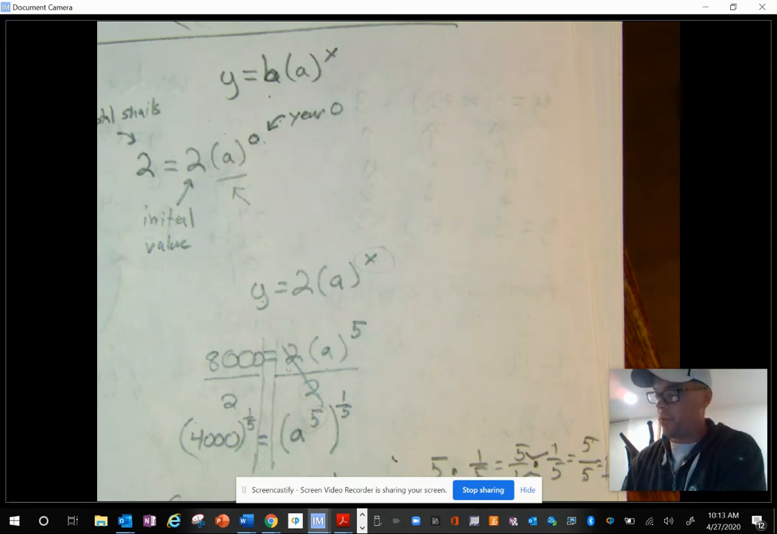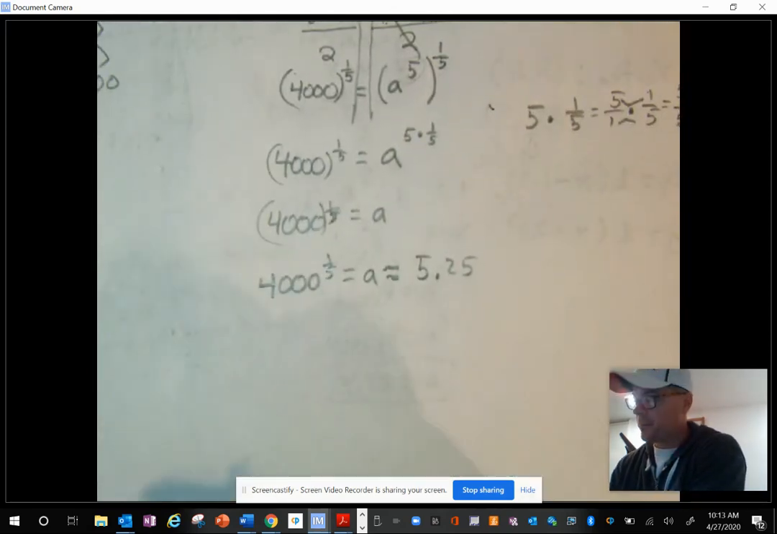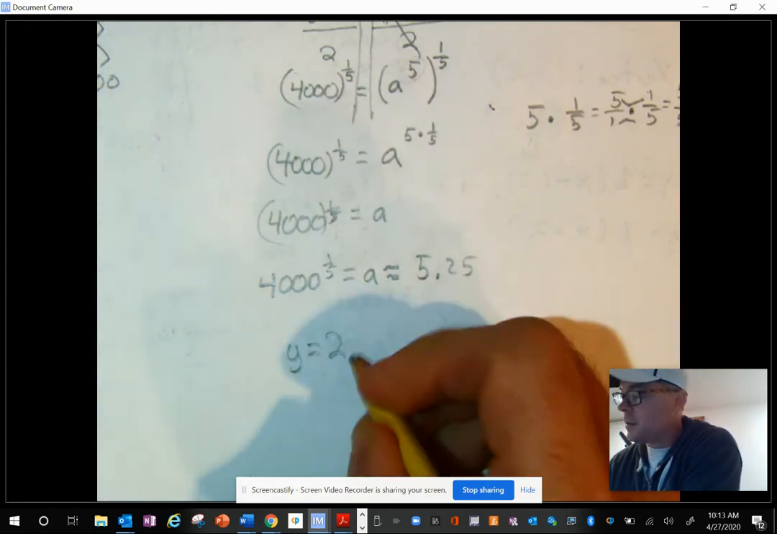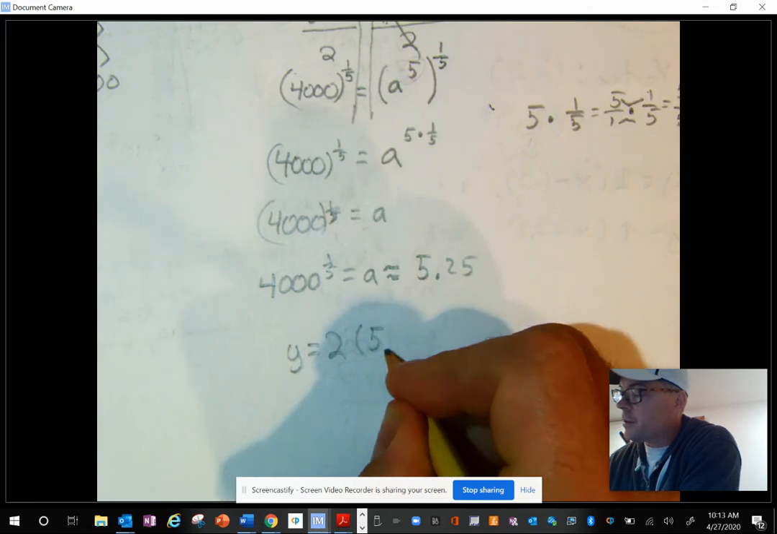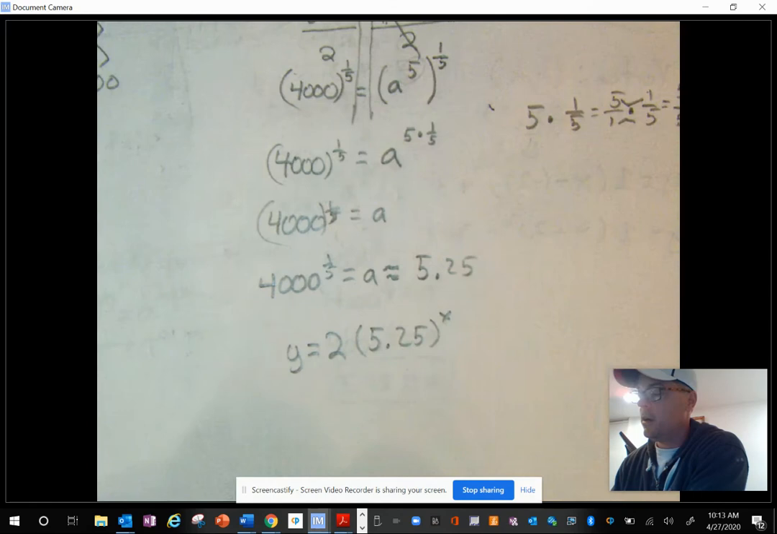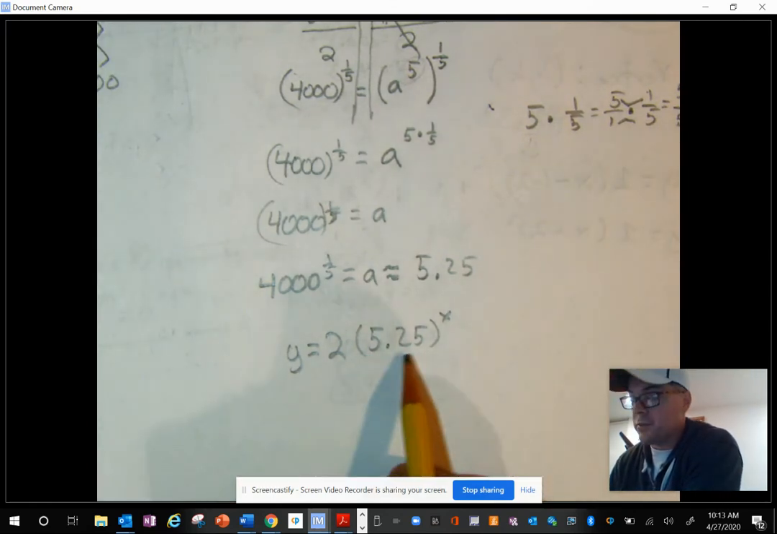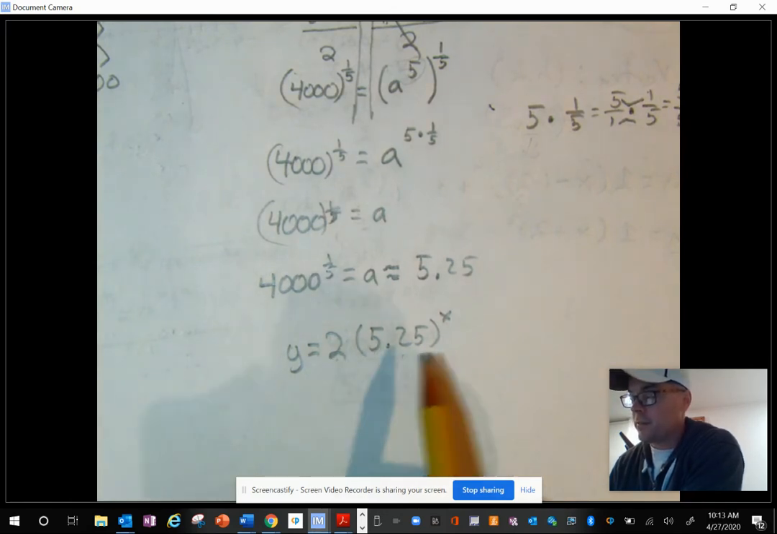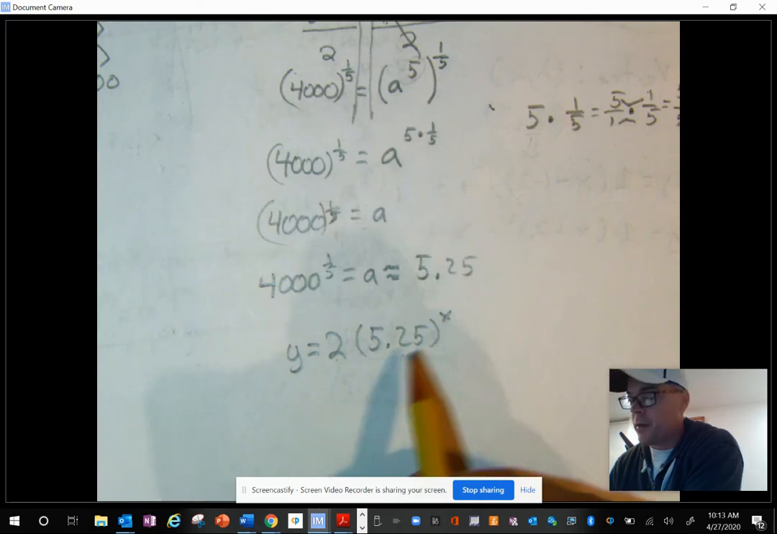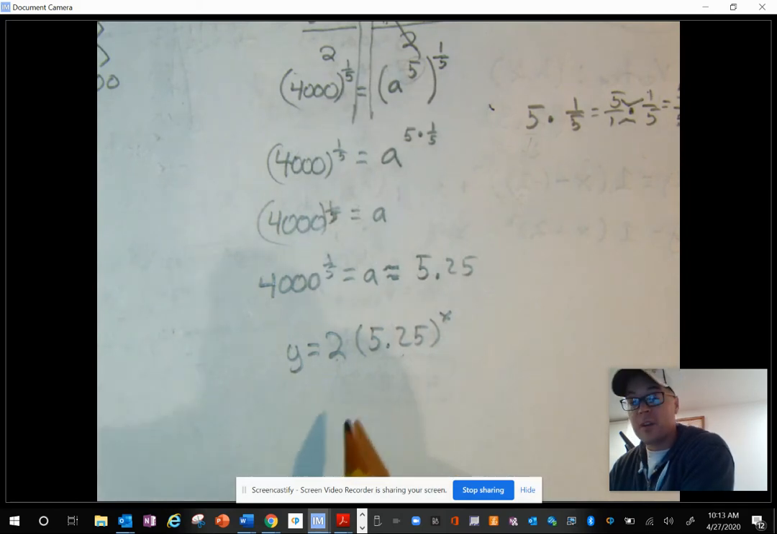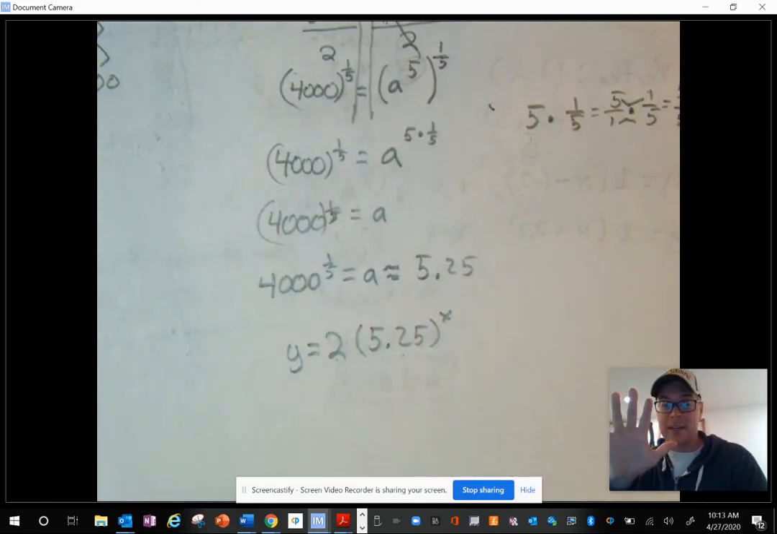So we now have a full equation for our snails. It's y equals 2 because we started with 2 snails, and then they're increasing at a rate of 5.25 every year. Now, how many more snails are there going to be after 1 year? We're going to multiply by 5.25 because after the first year, I just put a 1 right here, and it'd be like a little more than 10 snails, right? So that means there's 5 times as many snails after 1 year.